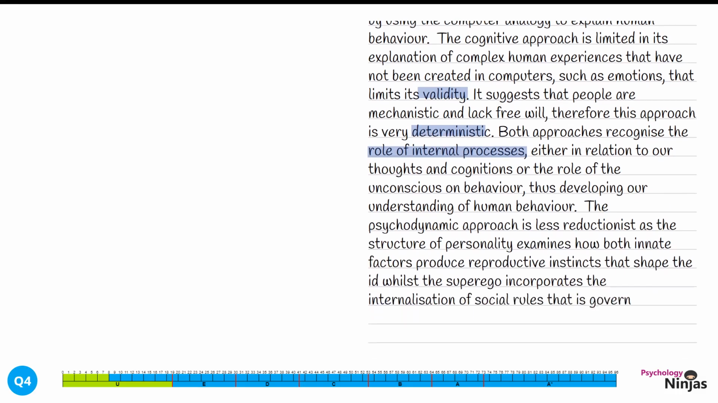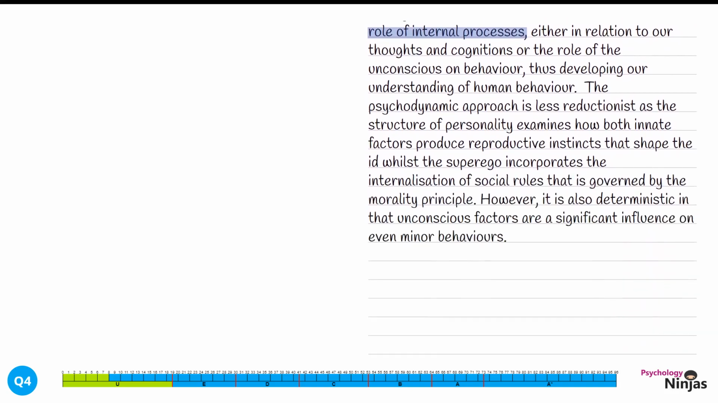The psychodynamic approach is less reductionist, as the structure of personality examines how both innate factors produce reproductive instincts that shape the id, whilst the superego incorporates the internalization of social rules that is governed by the morality principle. However, it is also deterministic, in that unconscious factors are a significant influence on even minor behaviours.